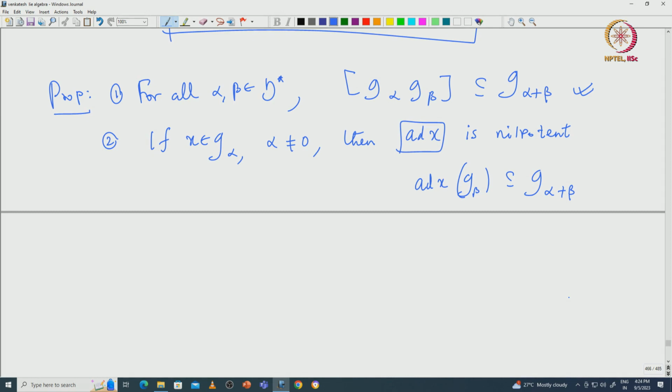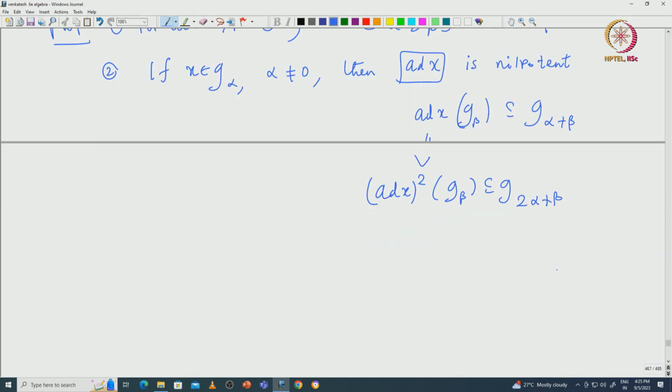Now you can only apply ad x finitely many times on each g_beta, because your space is already finite dimensional. So there are only finitely many powers of ad x that can actually take g_beta inside g_{k alpha plus beta}. This implies that ad x squared, for example, maps g_beta inside g_{2 alpha plus beta}, and similarly, for any power i, it maps g_beta to g_{i alpha plus beta}.